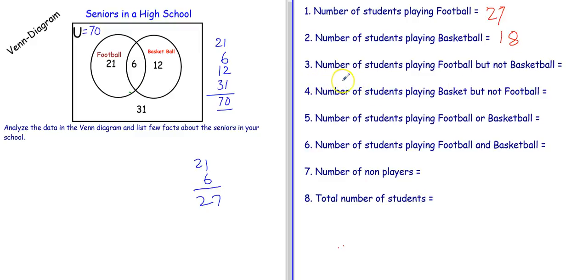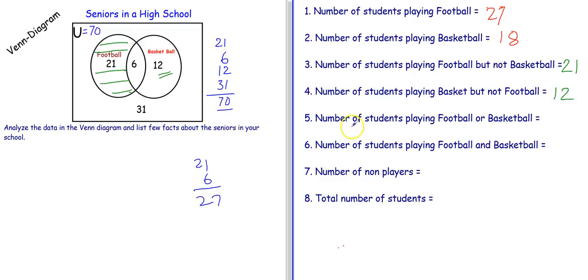Third question: the number of students playing football but not basketball. You are looking for only those students who play football but don't play basketball. That is only this area. You are looking for this area. How many people are there? You have 21. So 21 students are playing football but not basketball. Now the fourth one: the number of students playing basketball but not football. They play basketball, but they don't play football. They're outside this football set. So they are 12 in number.